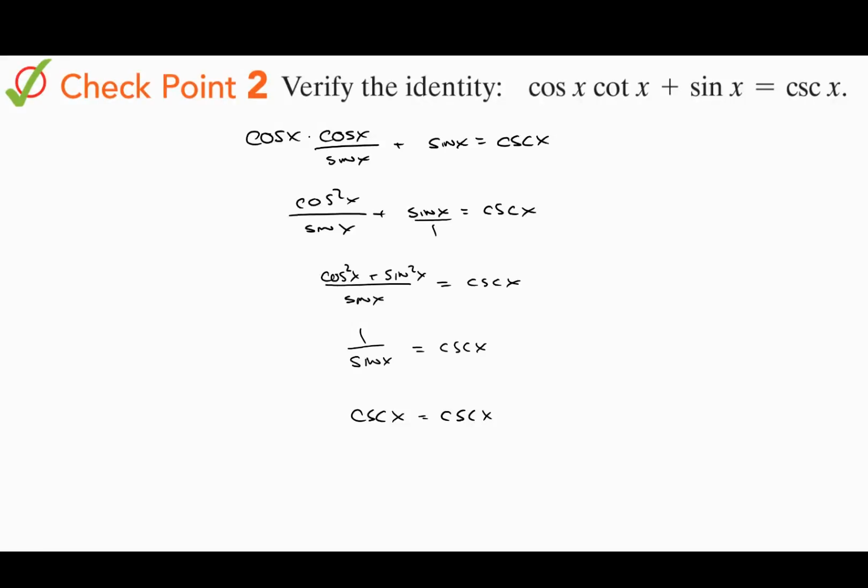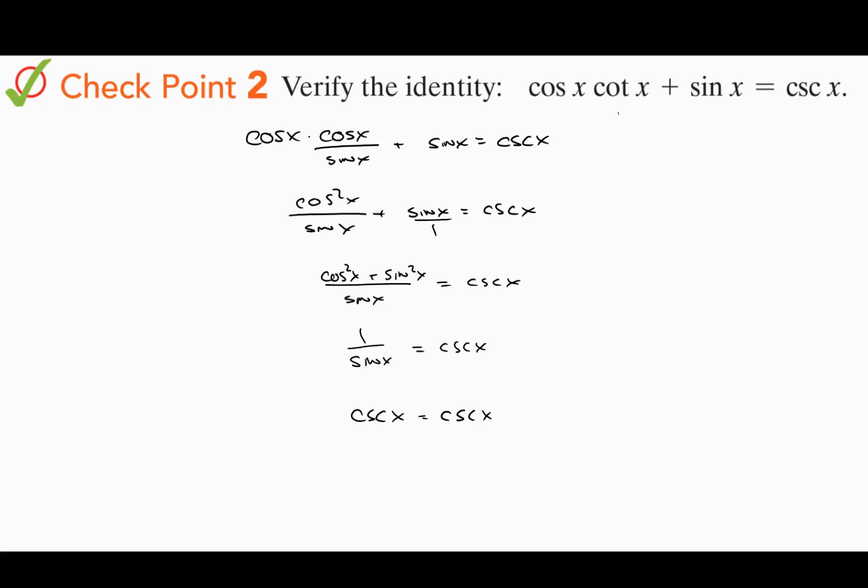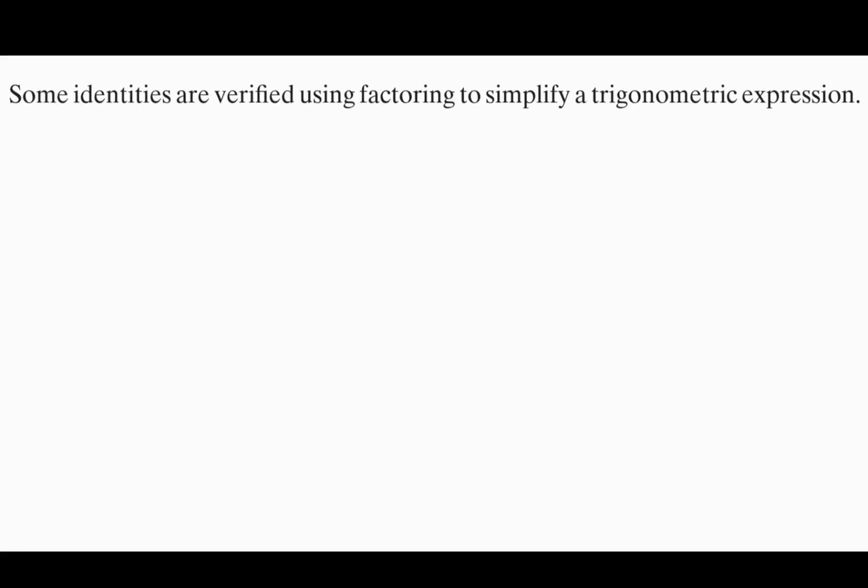So we really only used a couple of identities here. We used the reciprocal identities, and we used the Pythagorean identity right there. So three things total in order for the left side to equal the right side.